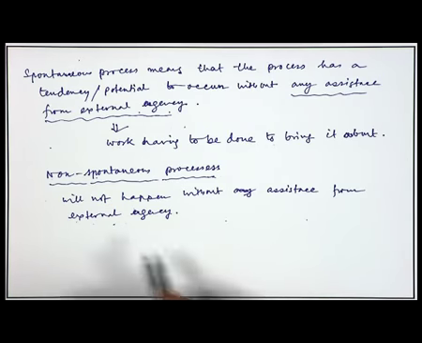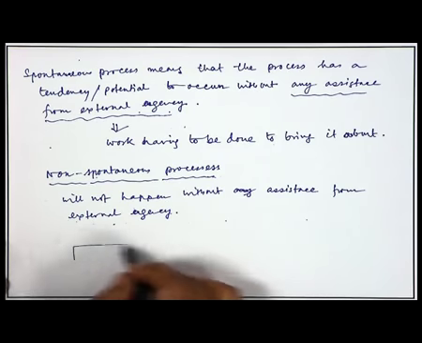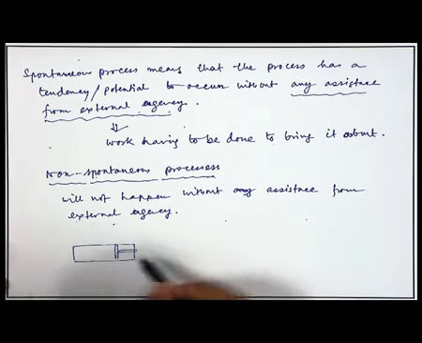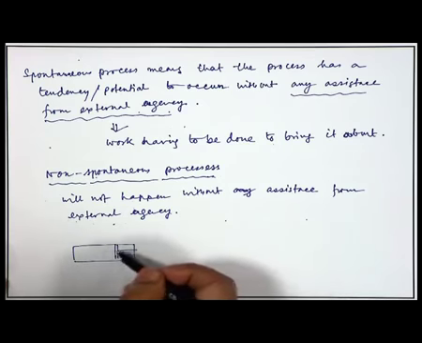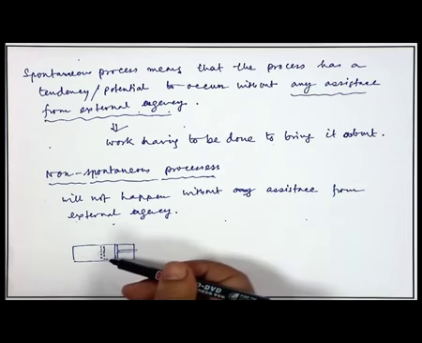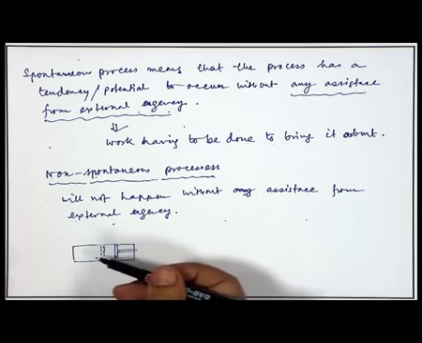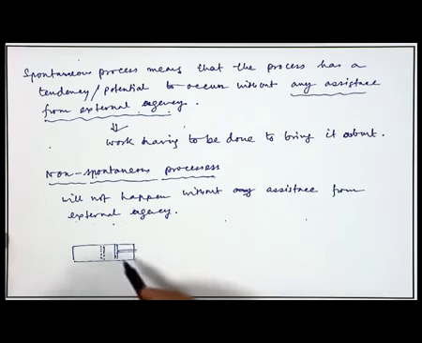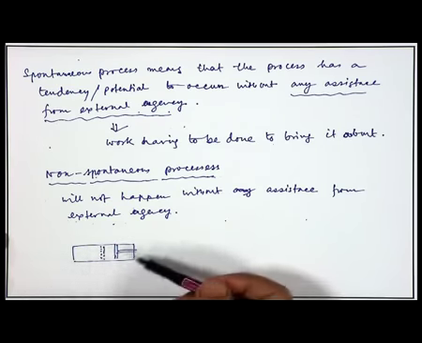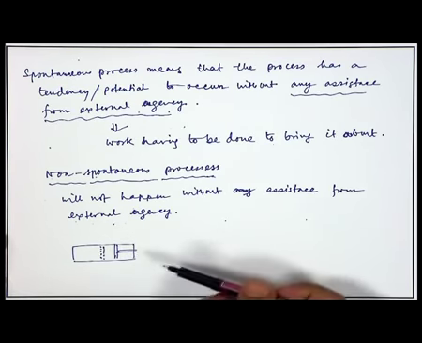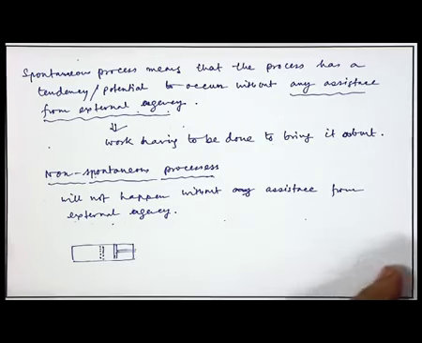If I have to reduce the volume of the system, then I have to push the cylinder inside to bring it to a new position. That means I have to do some work on the system. So, for a non-spontaneous process like a decrease in volume, I have to apply some external assistance to do that.